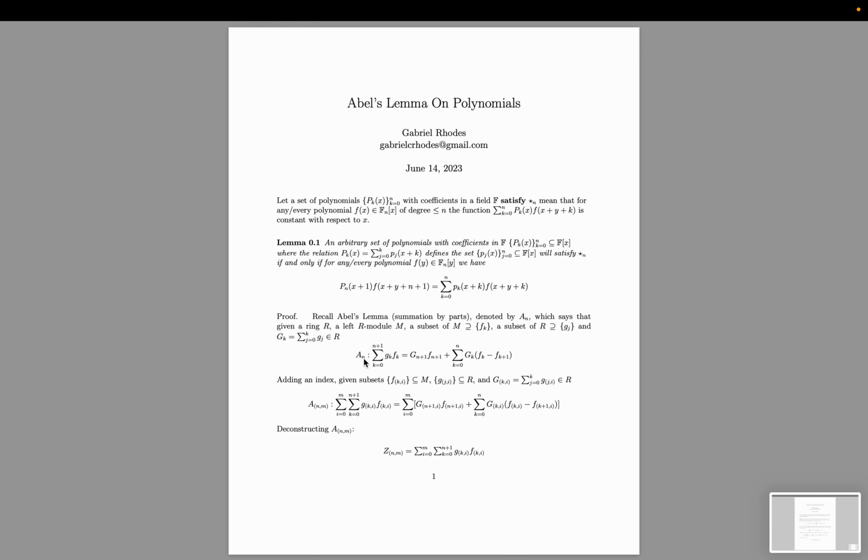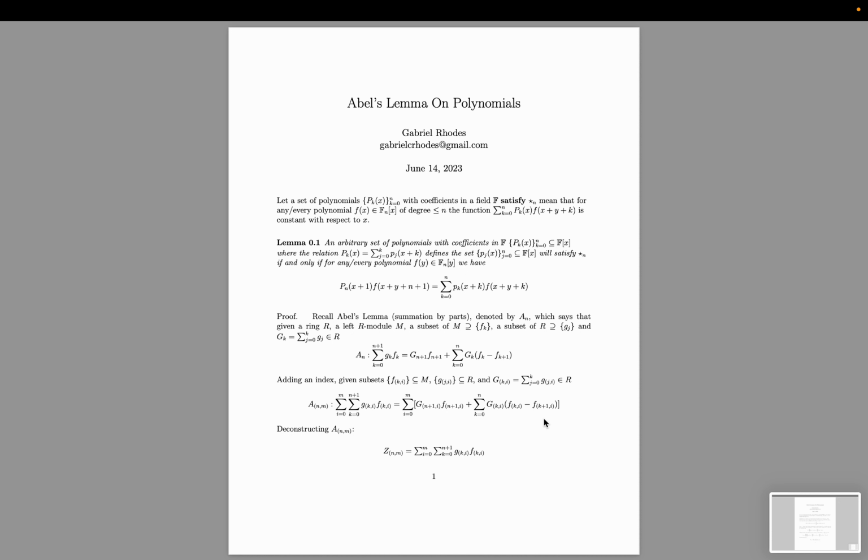Adding an index, we can slightly generalize this. So instead of working with f sub k, g sub j, capital G sub k, we can work with f sub k comma i, g sub j comma i, capital G sub k comma i. And then we can add sums on the left and right hand side and sum from i equals 0 up to m. So that gives us this result here, which has several components.